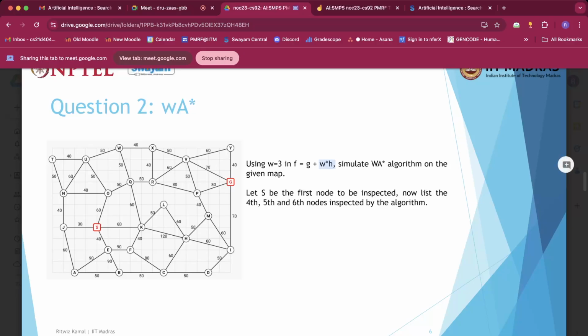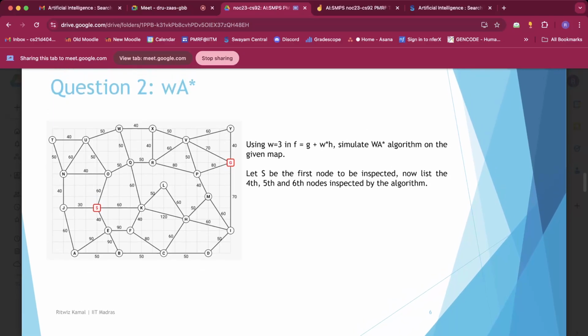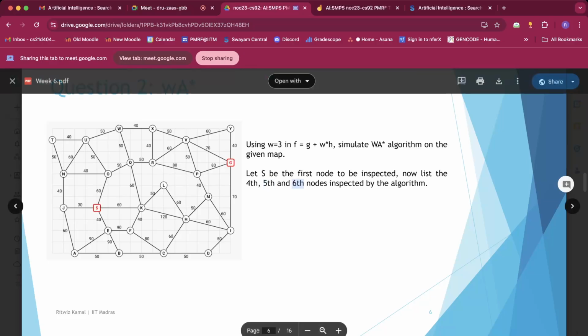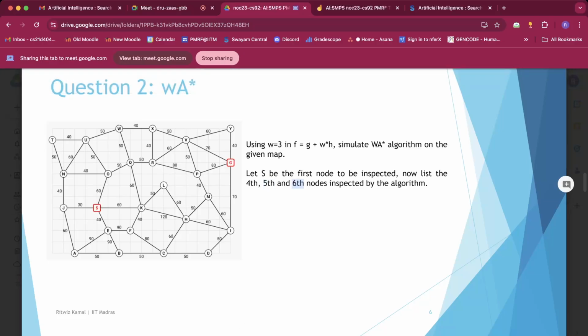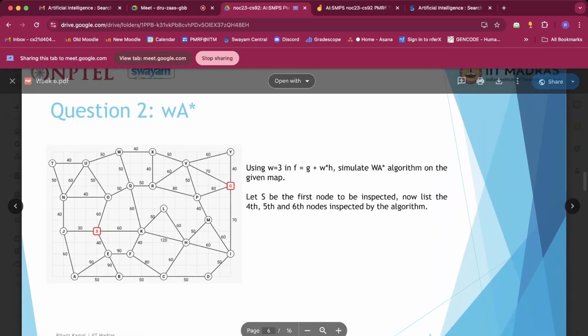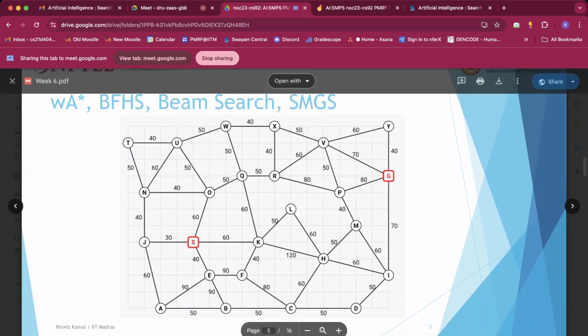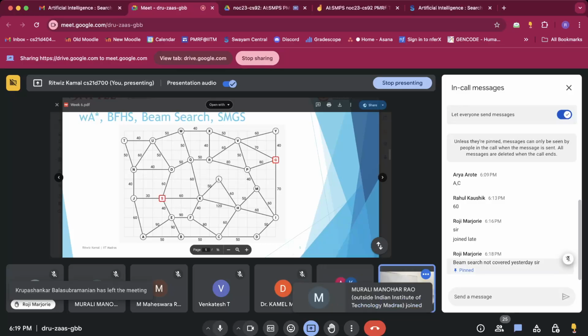We give a certain weight to the estimated cost or the heuristic value. Everything else remains exactly the same as in a normal A star method. So what we have to do is simulate the WA star method and report the fourth, fifth and sixth nodes that will be inspected, explored or refined by the WA star algorithm. I'll go back to the map. Remember, W is 3 in this case. I'll give you some time to try to solve this, and then we can have a look at the solution.